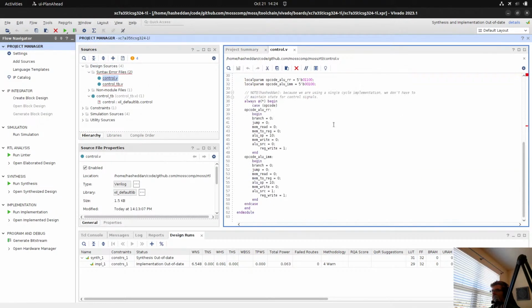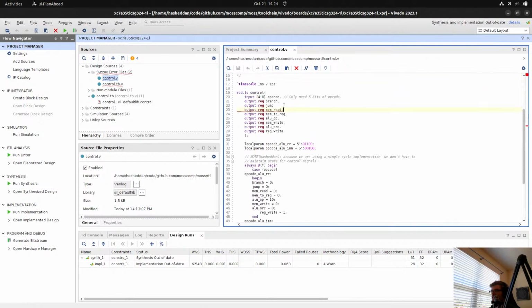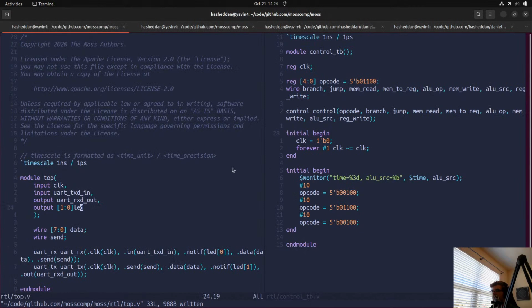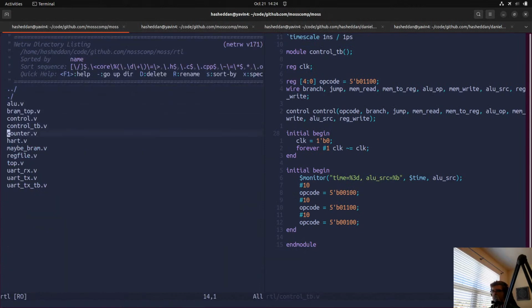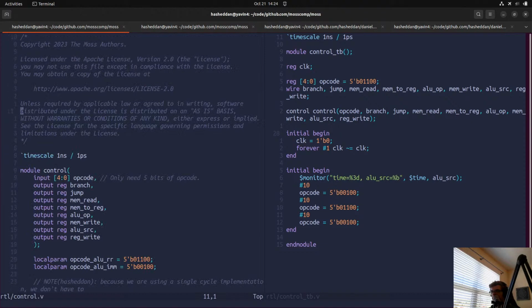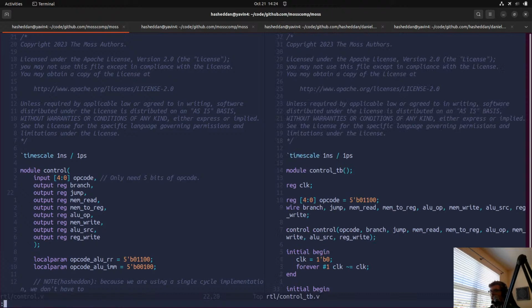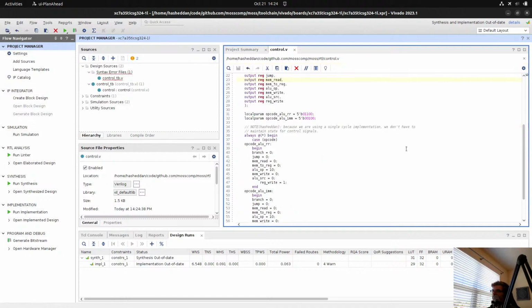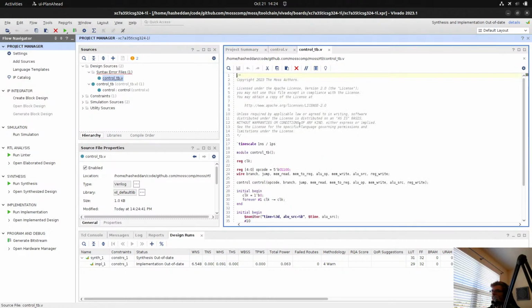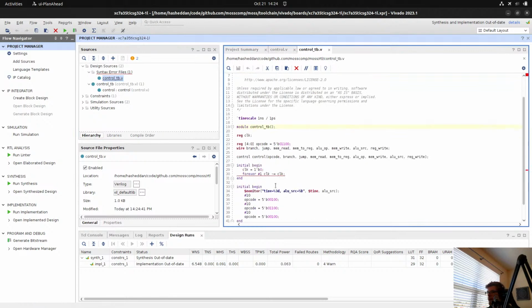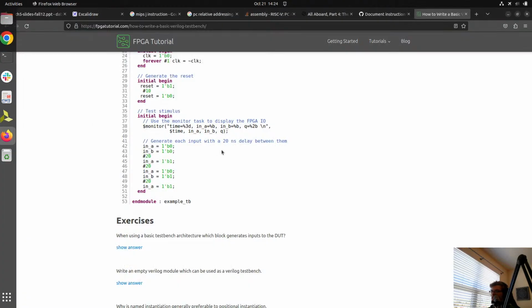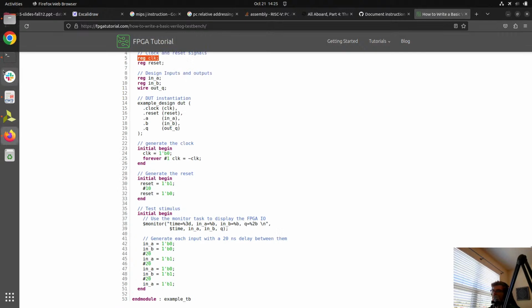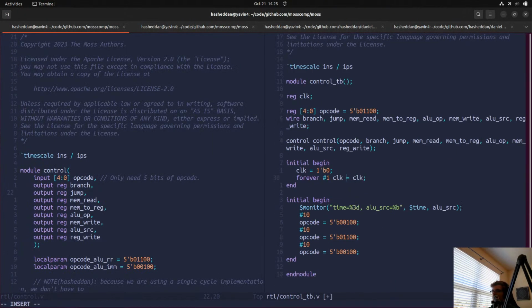Where are errors here? Ah. Classic. Got a comma. Forever. I think my syntax is wrong for the... Ah. Yeah, equals. Not clock.